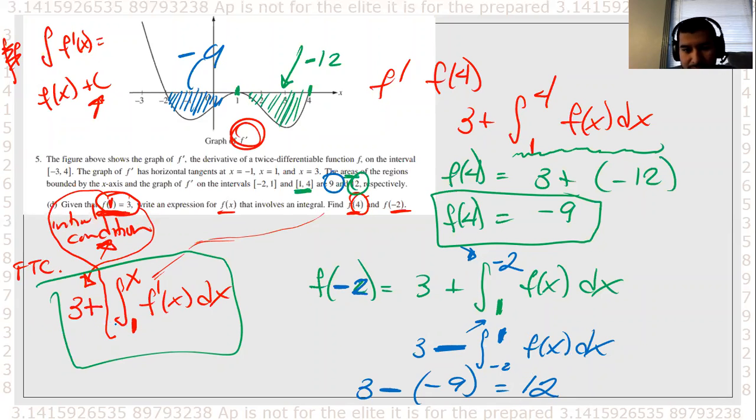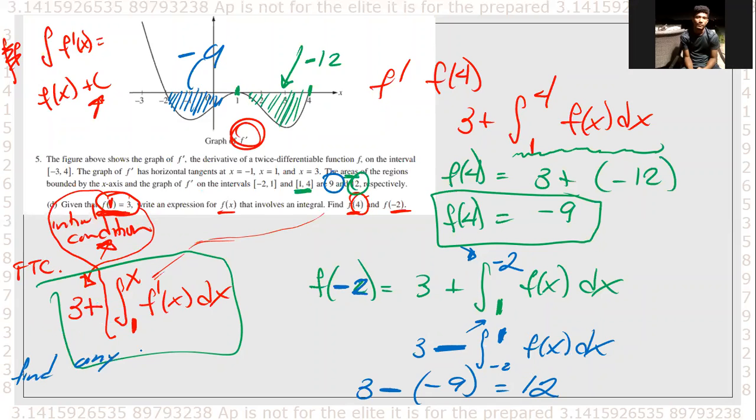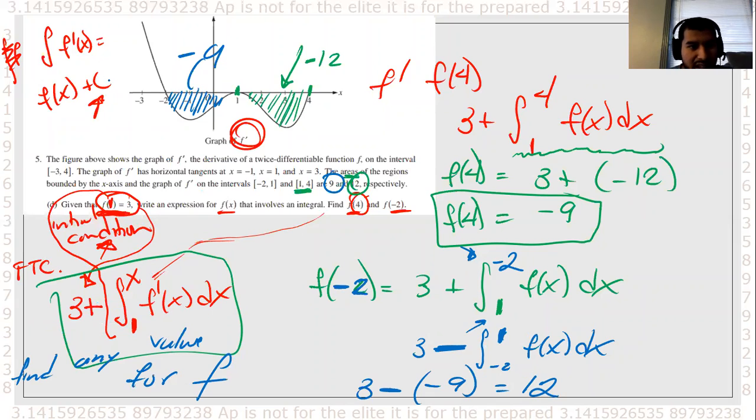So if they were to ask you to make an equation to find any value for f, and they did not give you any information except for an initial condition, you can make this equation as long as whatever the initial condition is, you put it right here, and then the function. This always, always, always works. This is part of the fundamental theorem of calculus.